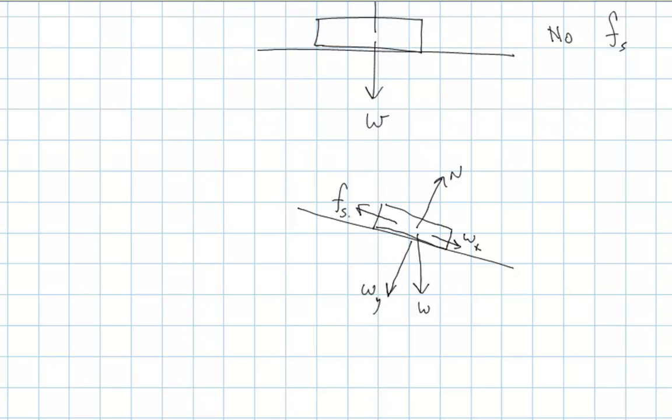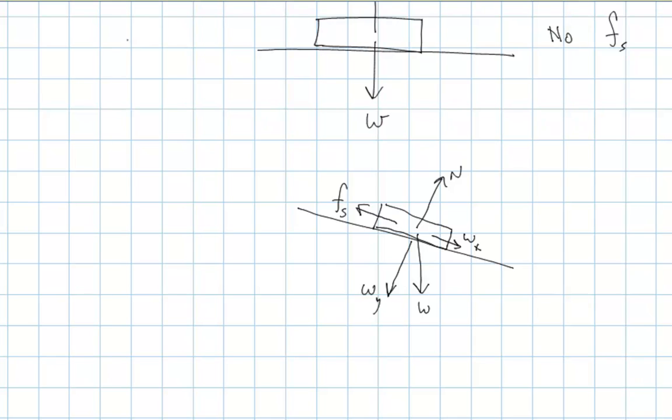And I'm being very careful to use the subscript S for static friction. Static means not moving. These two surfaces are not moving in relation to one another. The book and the table are static. There's no motion between them. We'll get to kinetic friction in a minute. Kinetic friction means there's motion, there's sliding between the two surfaces.